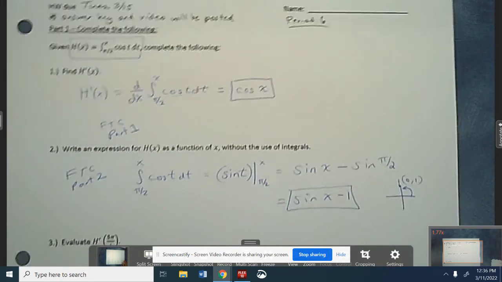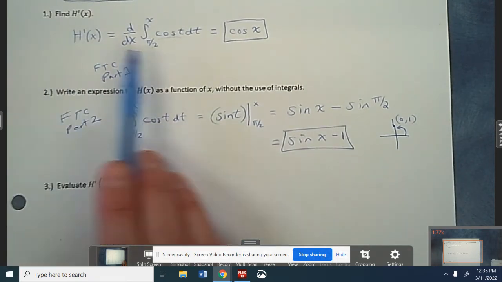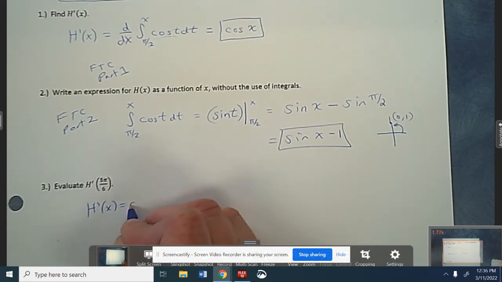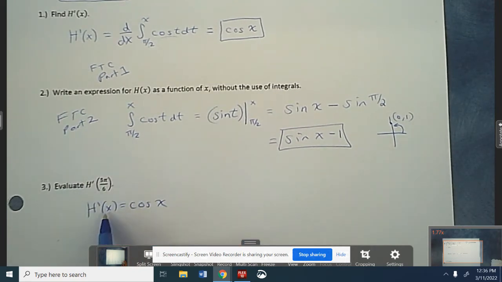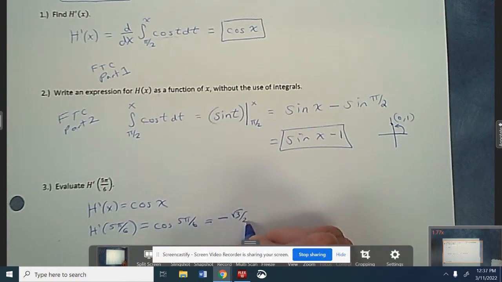Now for H prime of 5 pi over 6, since we found H prime before was cosine x, let me write that down. So going back to number one, we found out that H prime of x is cosine x. So if we want to find H prime of 5 pi over 6, we can just plug right in for x. And the cosine of 5 pi over 6 is negative radical 3 over 2.